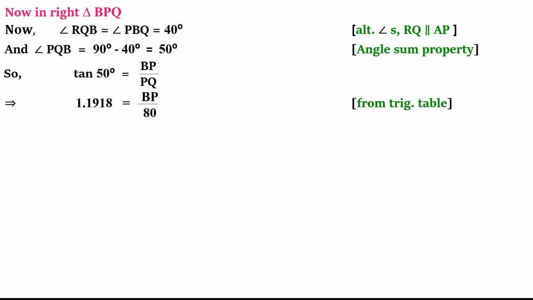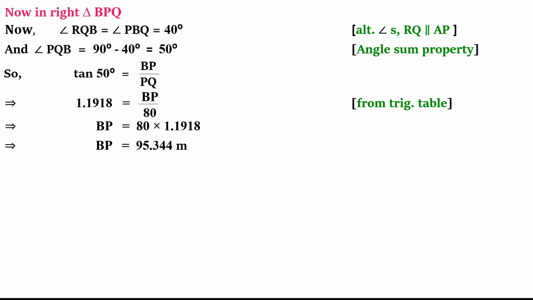What I said for tan 40, there we were dividing a whole number by a decimal number. Here we are multiplying a whole number by a decimal number. Multiplications are acceptable. Division of a whole number by a decimal we try to avoid. Okay, so BP comes out to be, after multiplying, 95.344, and we have to find the distance between the two ships.